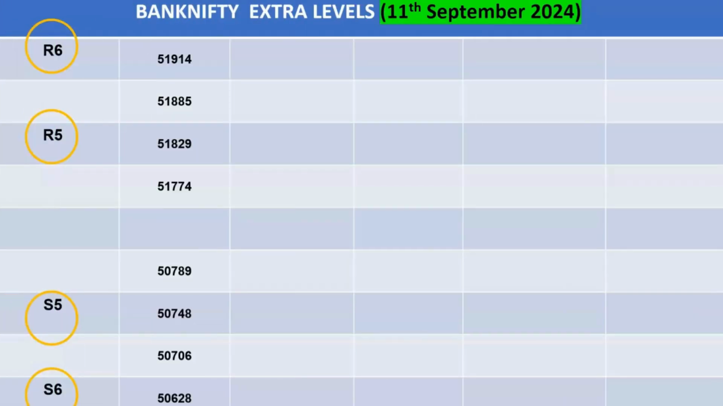As the CPR is relatively narrow for the next trading session, please also note down R5 and R6 and also S5 and S6 and draw them on your chart.